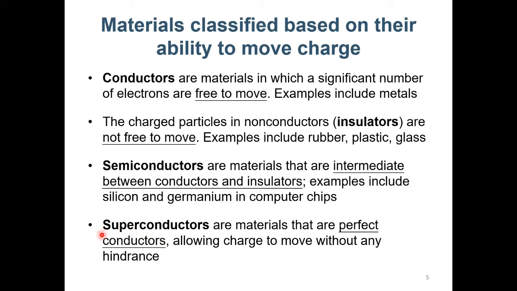And the fourth type is superconductor. You may not be so familiar with it, but it is a fancy material. They are perfect conductors. However, you need a very, very low temperature for some materials to act as a superconductor. The temperature should be lower than one Kelvin, then the material becomes a superconductor, and it has perfect conductivity.